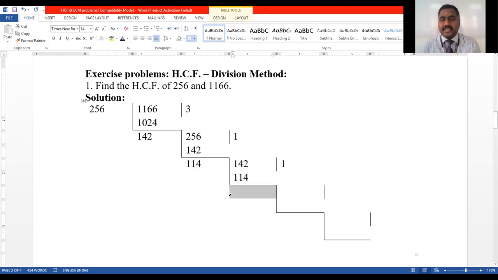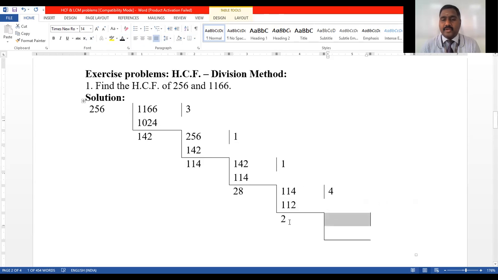And again, you will get a remainder. What is the remainder? You're getting 28. So again, this remainder should be the divisor for the previous one, 114. And how many times can you go? You can go 4 times. So 4 into 28, you will get a value of 112, right? And again, you will get the remainder of 2, because it's not giving a remainder 0.